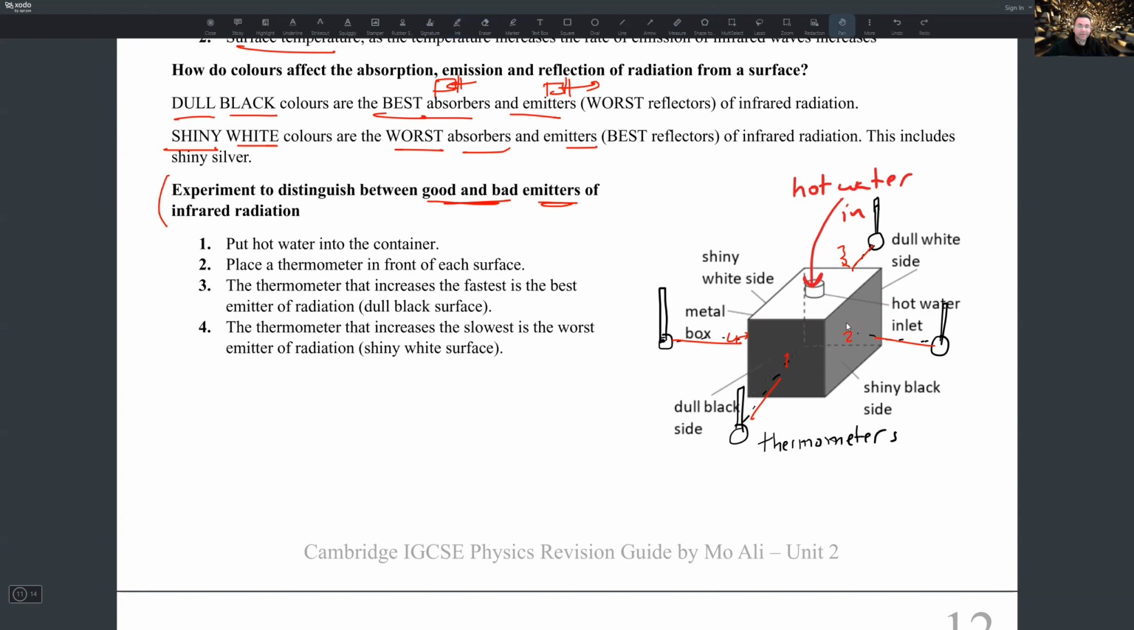They will all receive radiation emitted by the surface of the box. مين أكتر واحد هيسخن؟ الدال black. This will heat up the fastest. مين أقل واحد هيسخن؟ الشايني white. هيسخن. It will heat up, but less than black. A lot less than black. Okay?